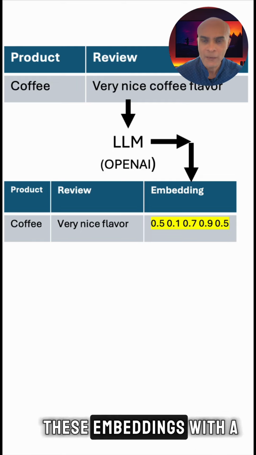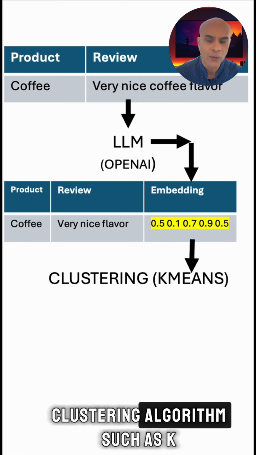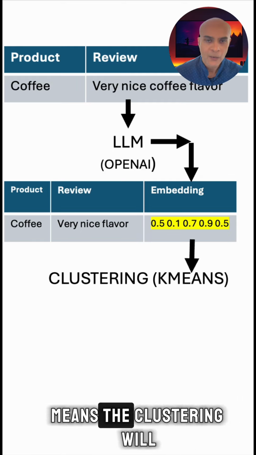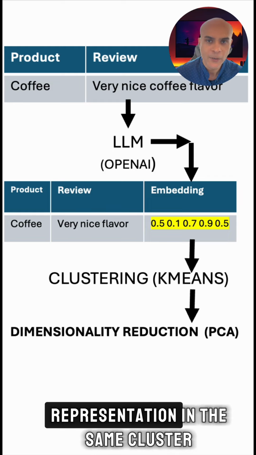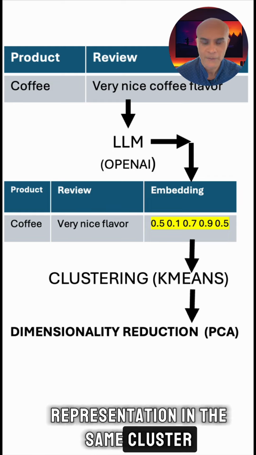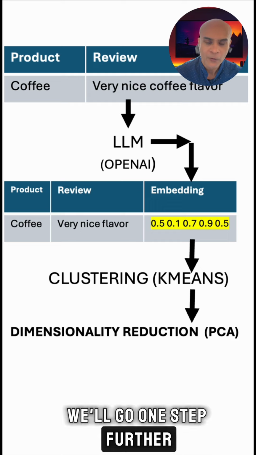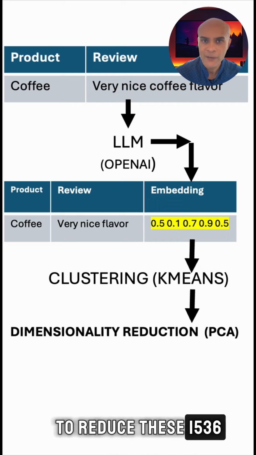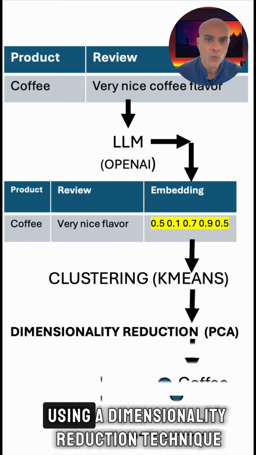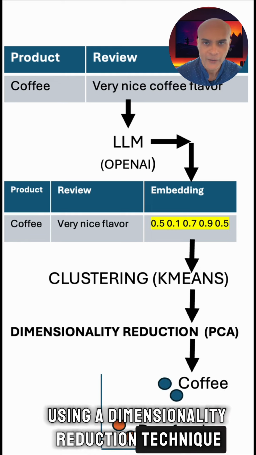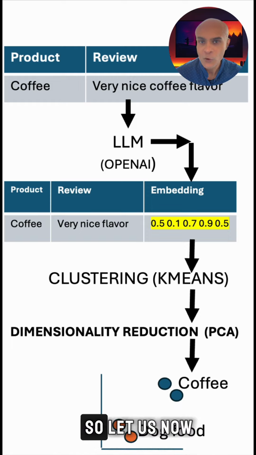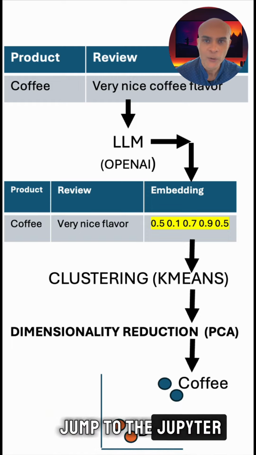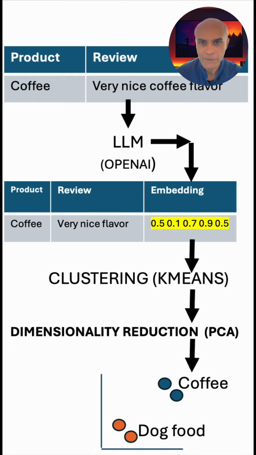We can then use these embeddings with a clustering algorithm such as k-means. The clustering will help group text which has similar numerical representation in the same cluster. We'll go one step further to reduce these 1536 columns to just 2 columns using a dimensionality reduction technique. Now this will help us visualize the clustering results. So let us now jump to the Jupyter Notebook Python coding.